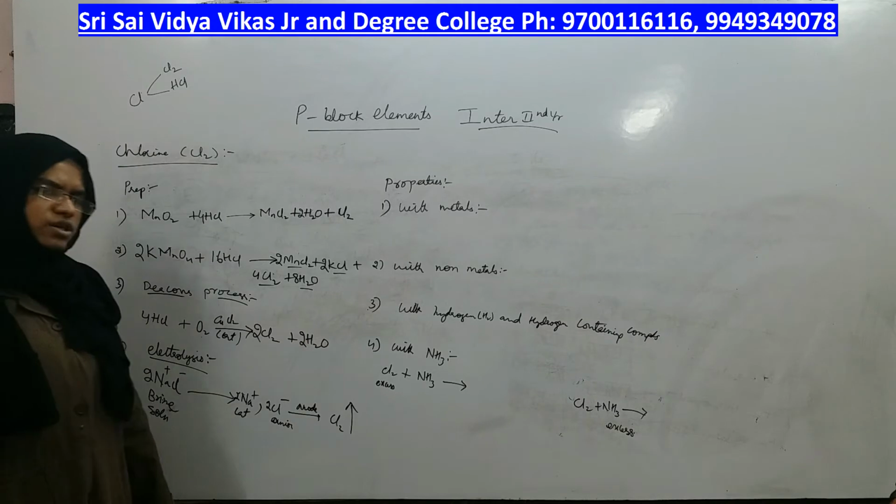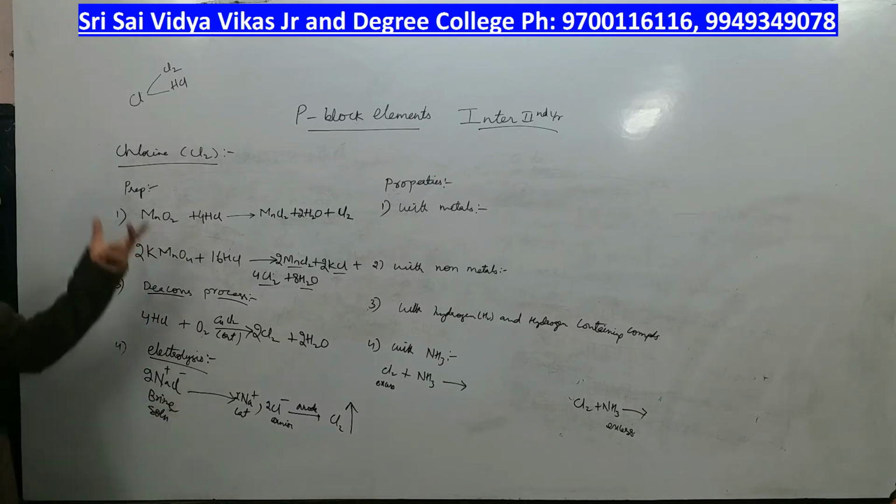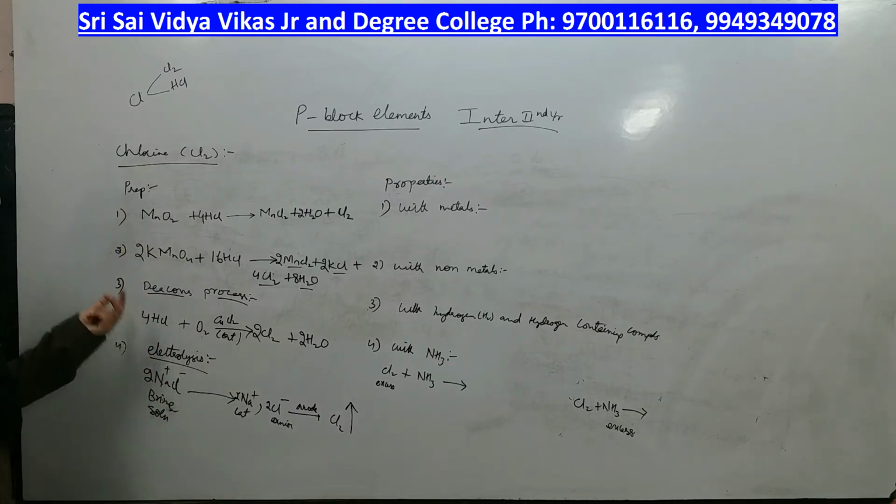Anode electrode. You can get a question in which you are asked to write about the reaction in which chlorine gas is released at the anode. What is that reaction? Electrolysis of NaCl solution. This is the reaction you have to write. These are the preparations of chlorine.